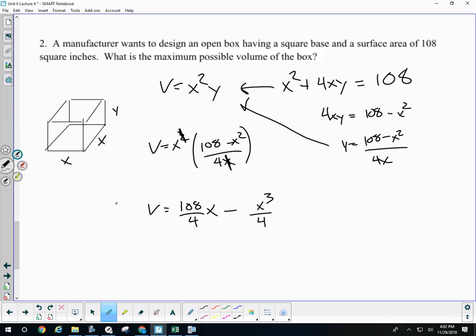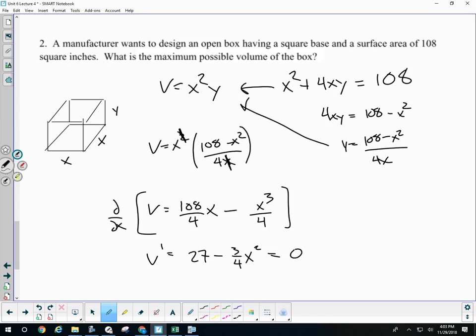All right, I'm ready. Take the derivative. V prime, 108 over 4. What is that? Is that a number? It's 27. Is that right? All right. So we get 27 minus 3/4 x squared equals 0.